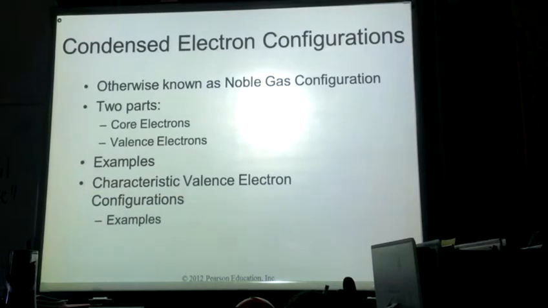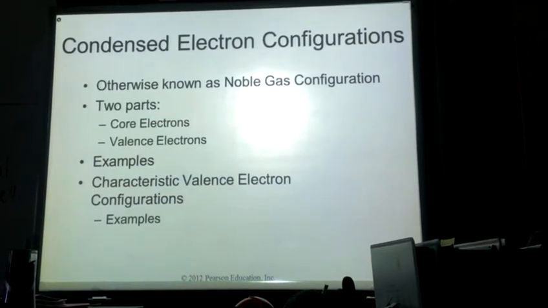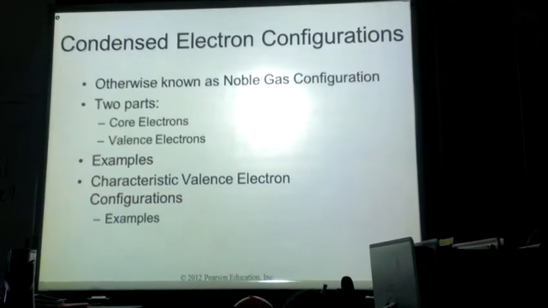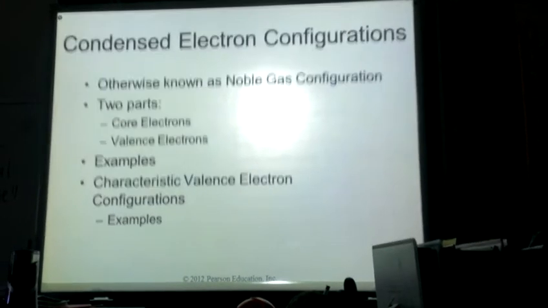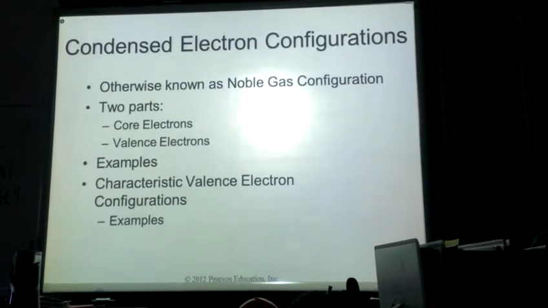If we want to write the shorthand configuration for the electron configurations, we call that the noble gas configuration. So I'm going to find whatever element, whatever energy level that element is at, whatever row on the periodic table it is, and then I'm going to go to the noble gas right before I started that row.